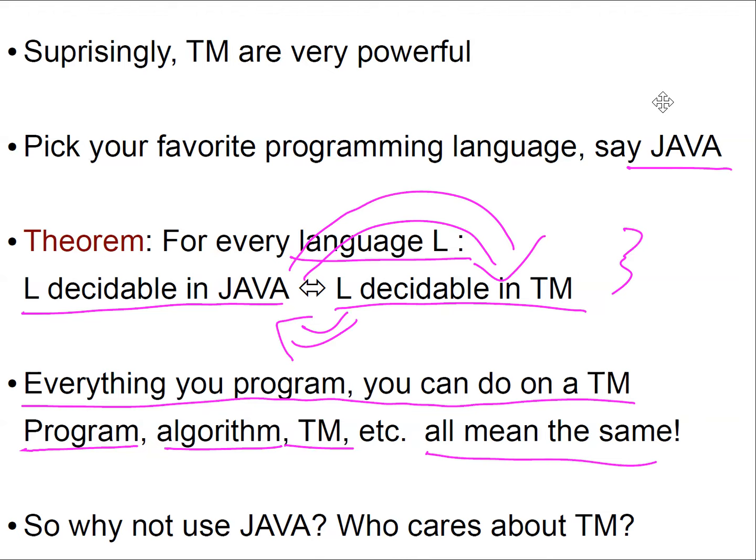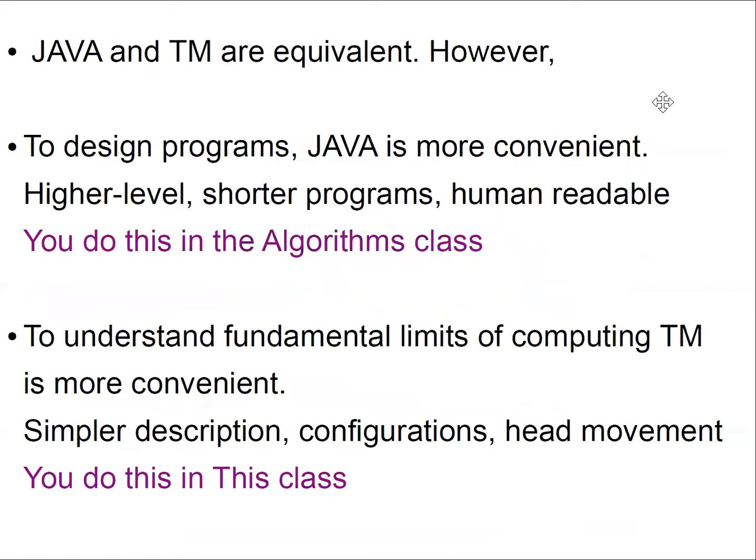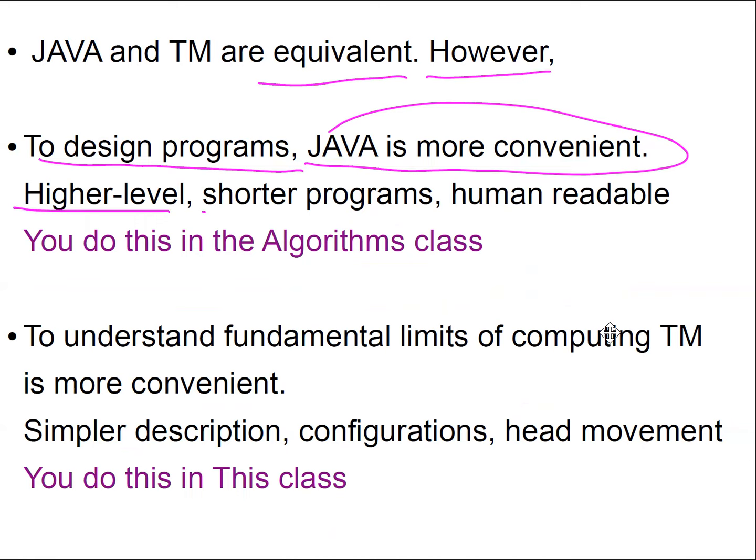All right, so who cares about this? So why not just use Java? Who cares about Turing machines, right? Well, Java and Turing machines are indeed equivalent. However, when you want to design programs, okay, you're actually writing down programs, Java is more convenient. It's higher level, the programs are shorter, it's readable by human beings, unlike the state diagrams which I pictured before. You know this in the algorithms class.